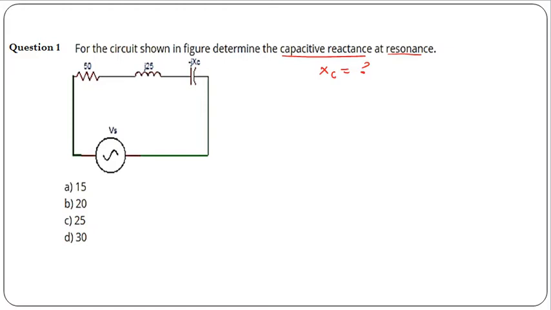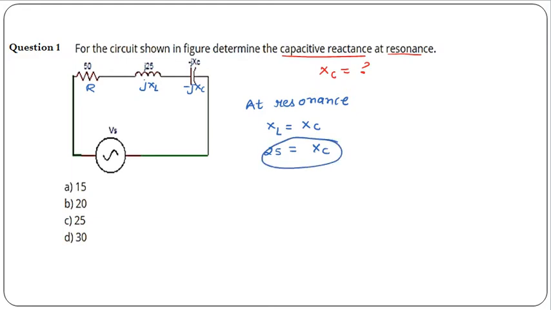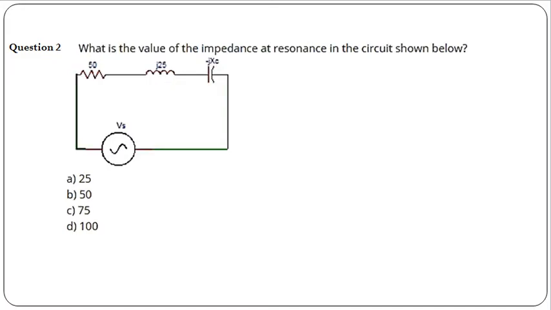As we can see, this is a series RLC circuit, and we know that in a series RLC circuit, the resonance condition is X_L equal to X_C, that is, inductive reactance is equal to capacitive reactance. Here, X_L is already given in the question: this is resistance R, this is j X_L, this is minus j X_C. The inductive reactance is 25 ohm. If inductive reactance is equal to capacitive reactance, then only the resonance will occur in this circuit. Option C is correct.